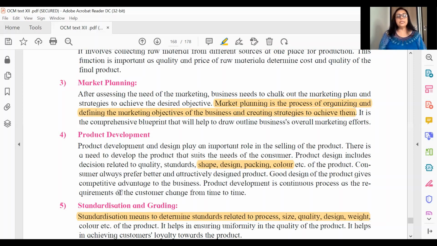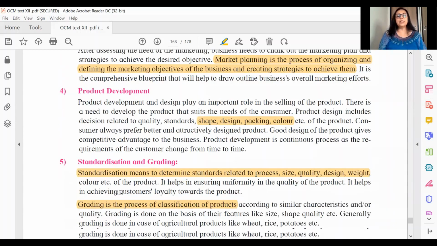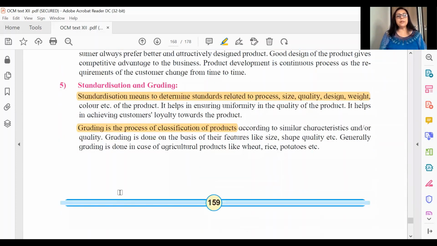So moving ahead, we see here product development means designing the product in the form of the shape, the colors, how the packaging is going to be, etc. So that is product development.